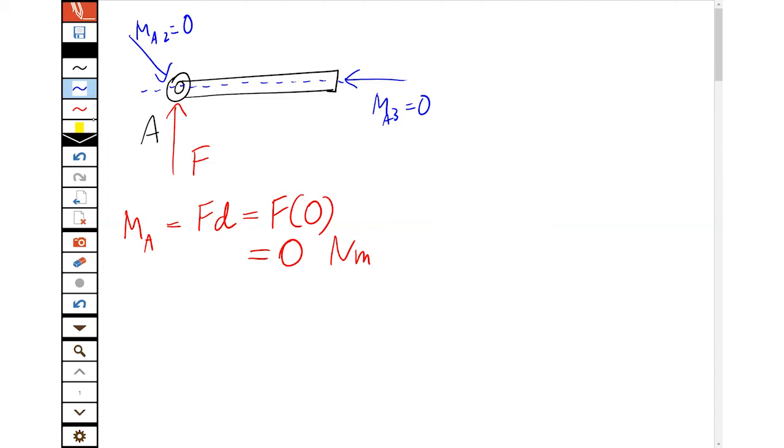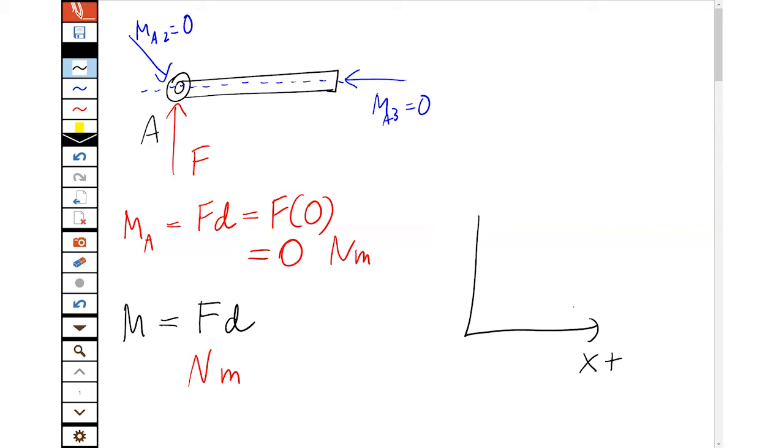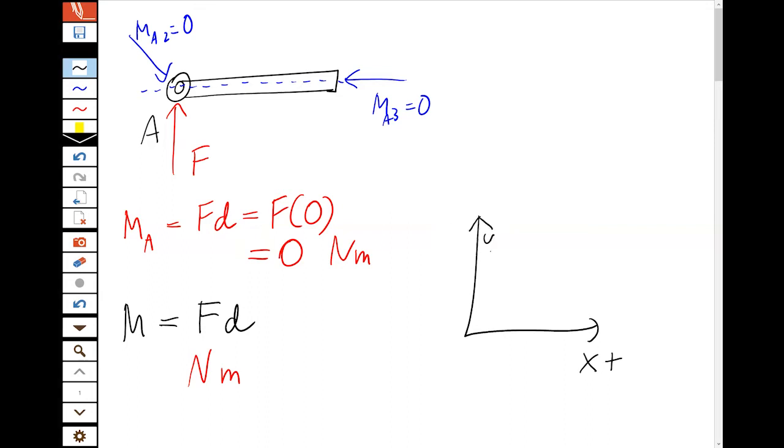Other things about these moments: we can see where the units come from now. The moment is the force times the perpendicular distance, so the units are Newton meters. And there's a convention for the sign. Just like by convention, x is positive to the right and y is positive up, the convention is that moment is positive counterclockwise.